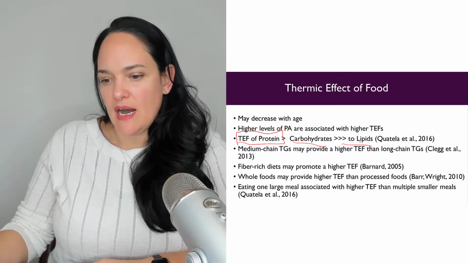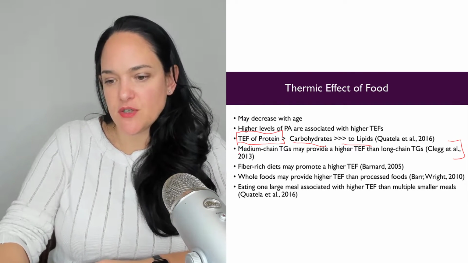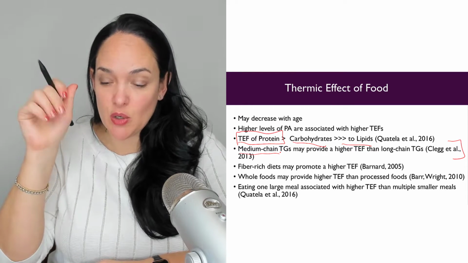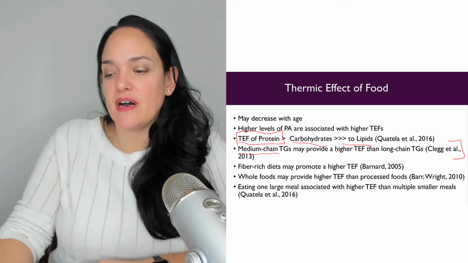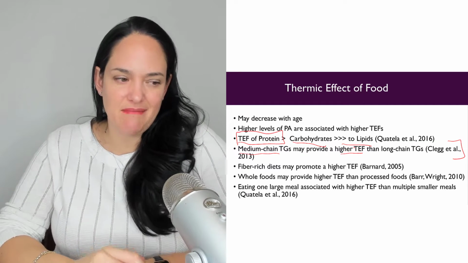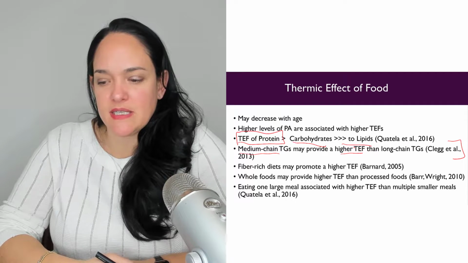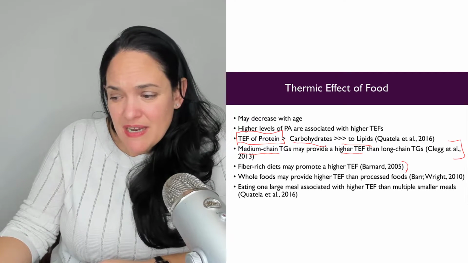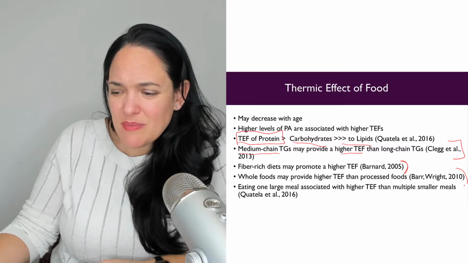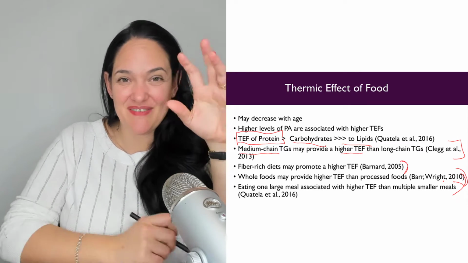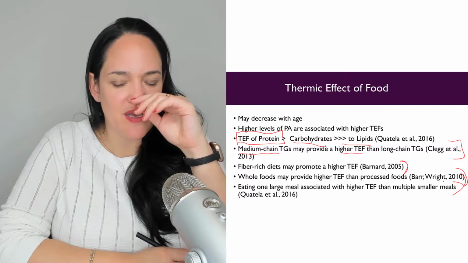Okay. Another study found that medium chain triglycerides, so what we find in like coconut oil, for instance, all our tropical oils, might have a higher thermic effect than kind of the main lipids we consume in our diet, these longer chain triglycerides. Fiber-rich foods might have a higher thermic effect. Whole foods might have a higher thermic effect. And actually eating one large meal seemed to have a slightly higher thermic effect as well.